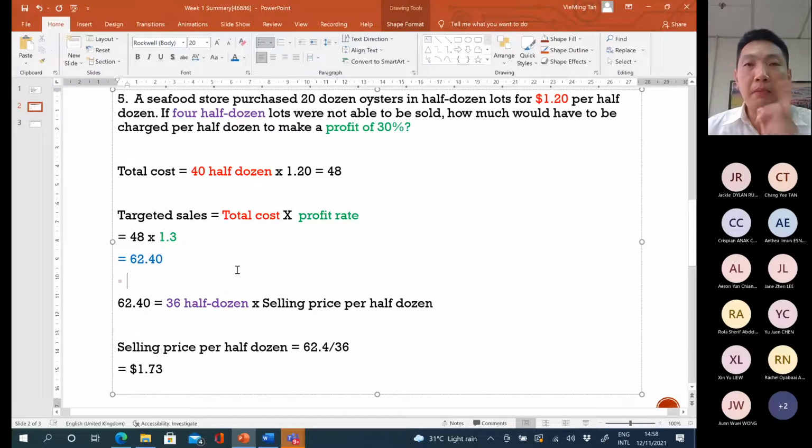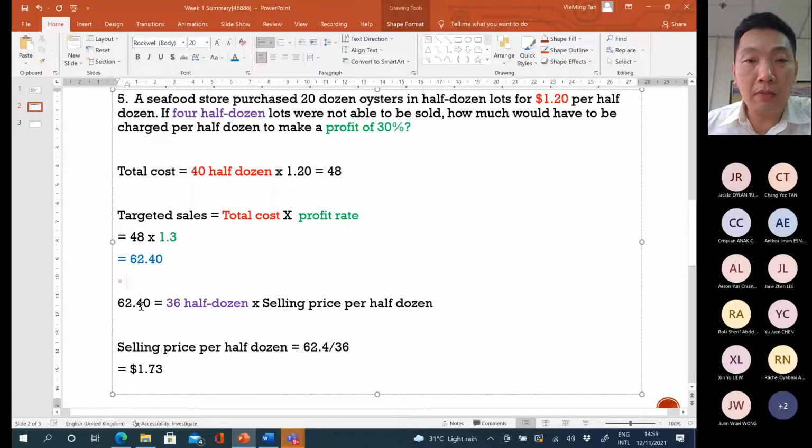But now the problem is, among these 40 half dozen of oyster, 4 half dozen are not good. They cannot be sold out. So that means only 36 half dozen can be sold out instead of 40. Only 36 half dozen can be sold out now. And the targeted sales is 62.4. Then the question now asking, what is the selling price per half dozen?